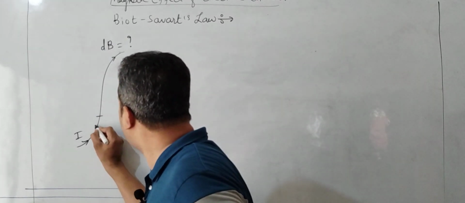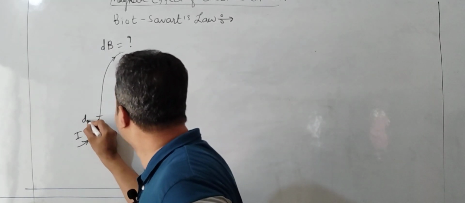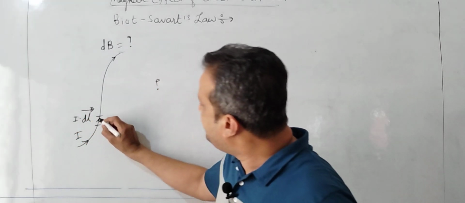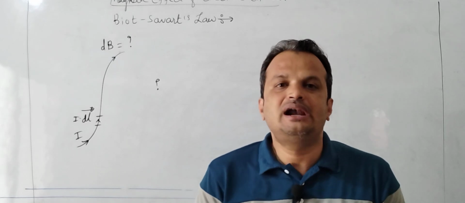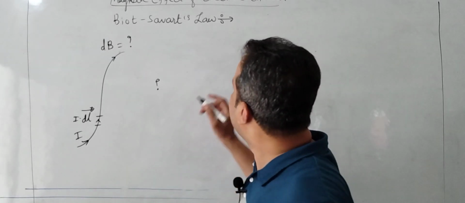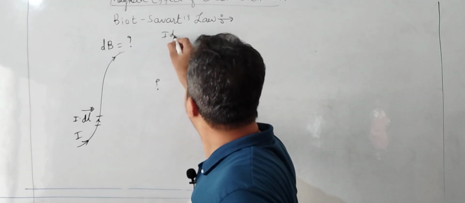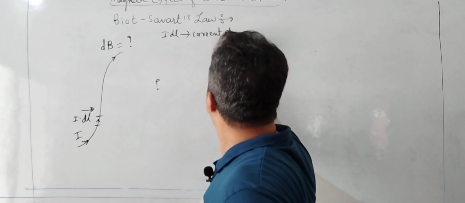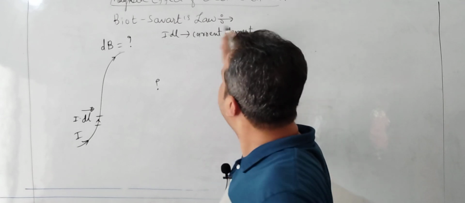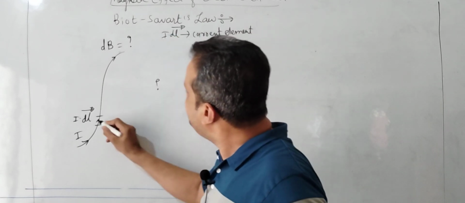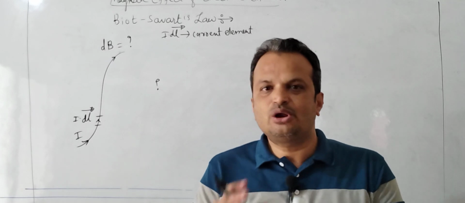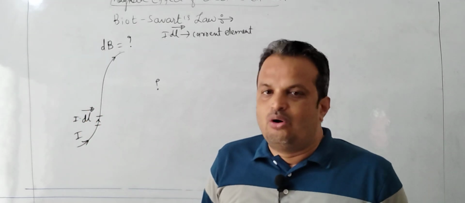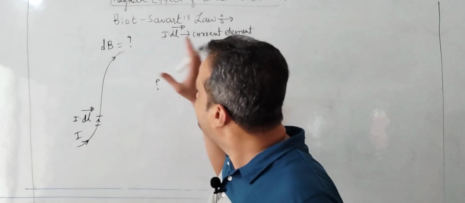Due to this small portion of wire, which we call dl, this whole I dl we call the current element. What is this I dl? Current carrying element or current element. It is a vector quantity. What is its direction? The direction of dl is the same as the direction of current. Now we have to find this dB.